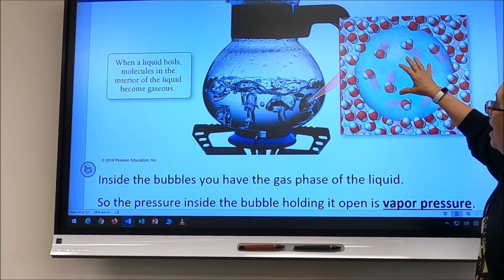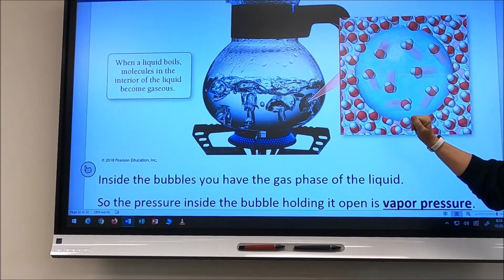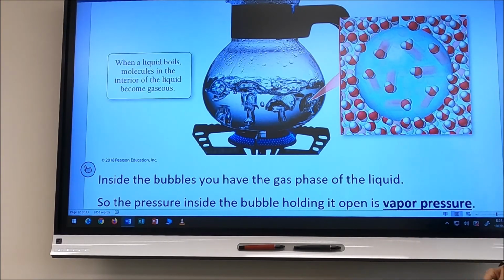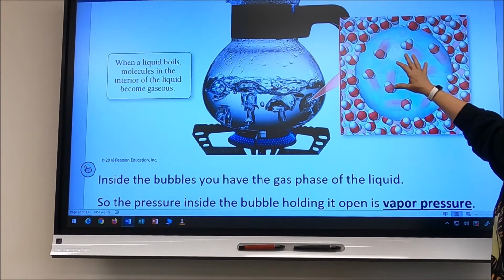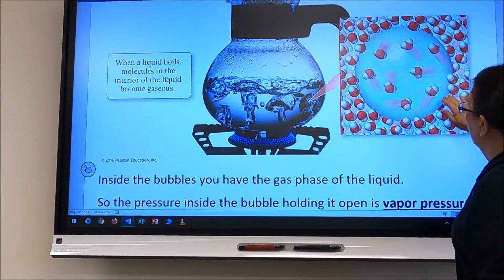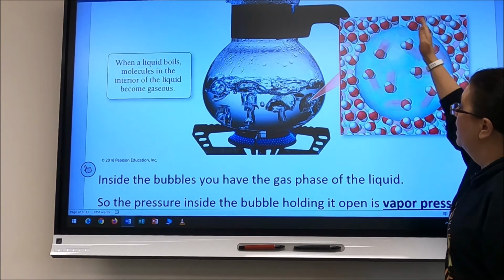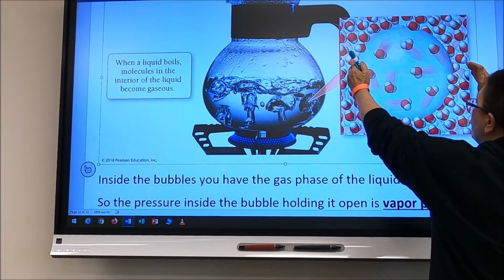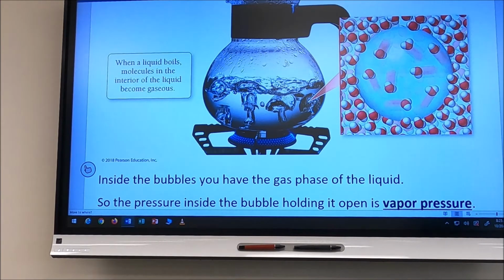So inside the liquid I got a bubble. Guess what? Inside that bubble we have vapor of the liquid phase. So here we got water, these are water molecules, and that's water vapor inside the bubble. The pressure exerted by the gas molecules on the surface of the liquid, on the outer edge of the bubble, has to be great enough to hold the bubble open. If it's not enough pressure, this bubble collapses essentially even as it's trying to form. Okay? So the pressure in here is vapor pressure.